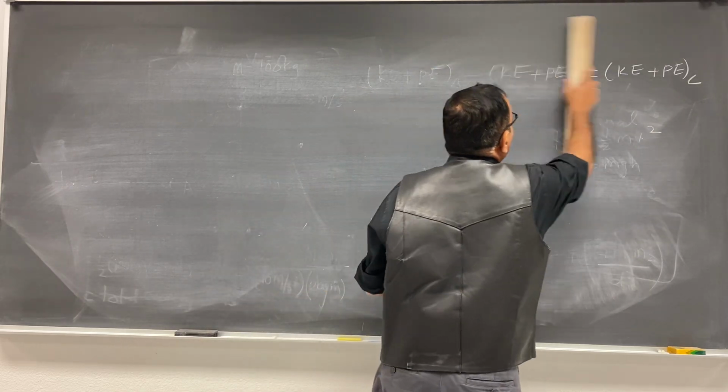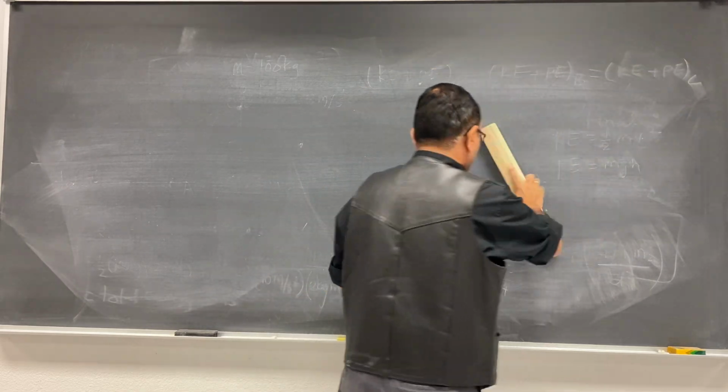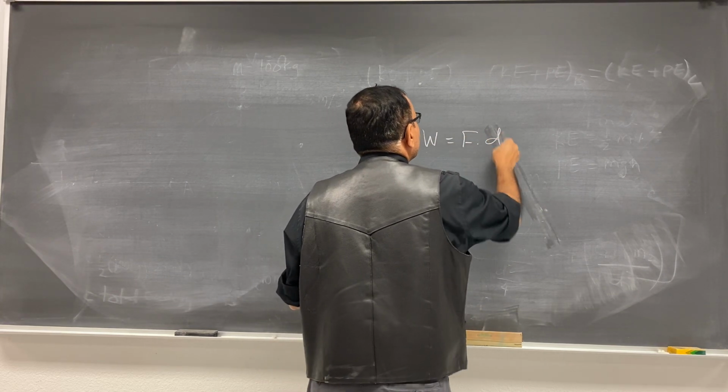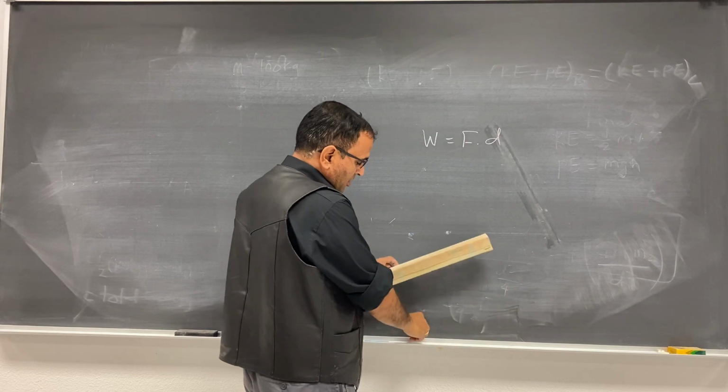Okay, the work done formula. Work done, W, the basic formula is F times D. This is the work done formula. Now let me give you one example.